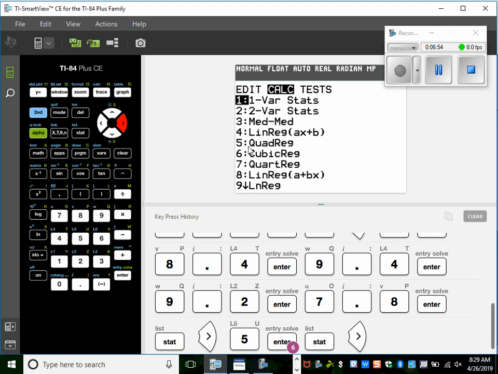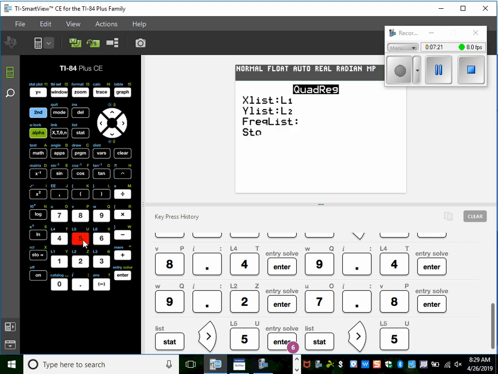So if you want a curve of best fit, you're looking for a quadratic regression. 4 is called a linear regression. Okay, so that means a line. If we say we want a curve of best fit, we're talking about a quadratic regression. So you just hit option 5. Now what happens when you hit option 5, let me show you.